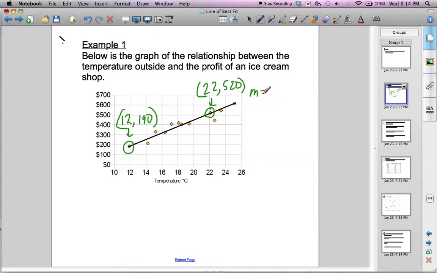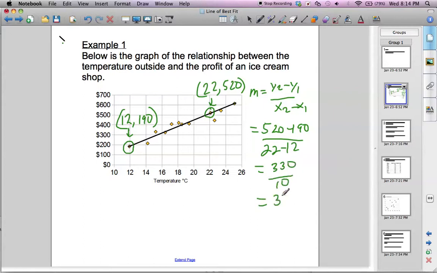You can use your slope formula, y2 minus y1 out of x2 minus x1, and that's going to be 520 minus 190 out of 22 minus 12, so that's going to be 330 out of 10, which equals 33. So your slope is 33, and what that means in this situation is as the temperature increases by 1 degree Celsius, your profit increases by $33. So every 1 degree Celsius that the temperature goes up, your profit increases by $33.